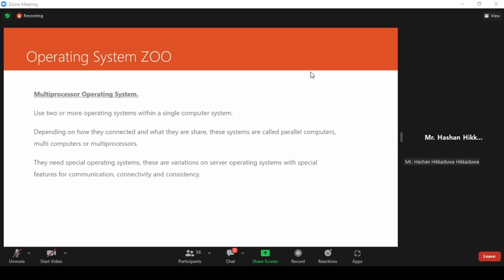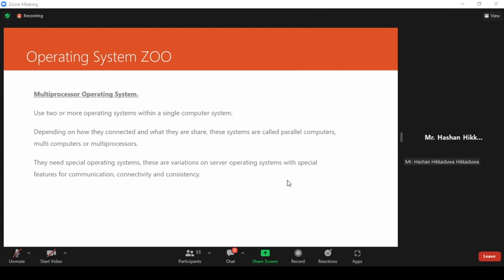Then multiprocessor operating system. It uses two or more processors within a single computer system. Depending on how they are connected and what they share, these systems are called parallel computers, multi-computers, or multiprocessors. They need special operating systems. These are variations on server operating systems with special features for communication, connectivity, and consistency.